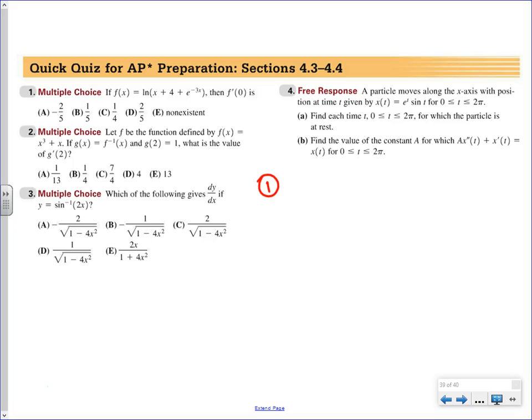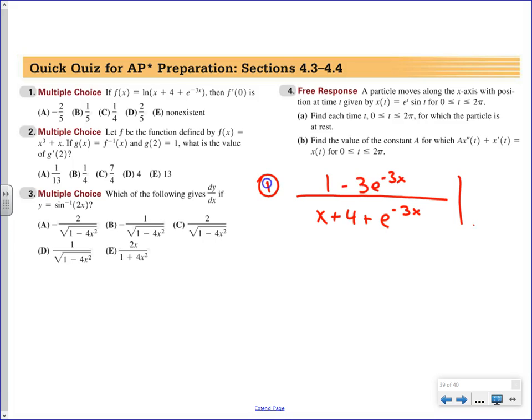It was 1 minus 3 e to the negative 3x, over x plus 4 plus e to the negative 3x. Oh, you did the u prime on top? U prime over u? That works. So the numerator is 1 minus 3 e to the negative 3x. Plug in 0.